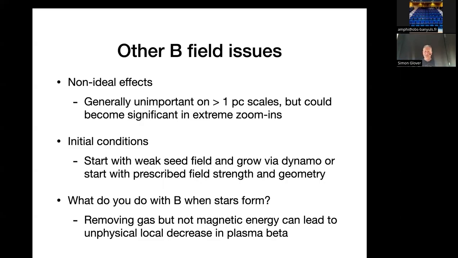If you remove gas from your grid and turn it into stars, but you don't remove the magnetic energy, then if you're not careful, this can locally give you a decrease in this so-called plasma beta parameter. So this is the ratio of thermal pressure to magnetic pressure. So if you remove a lot of gas and don't remove the field, then locally you get dominated by magnetic pressure, where physically you probably shouldn't, because a lot of that field actually physically will have gone into the stars themselves. This is one of the bits where nobody really has a good way of treating this, so we just generally pretend it's not a problem.